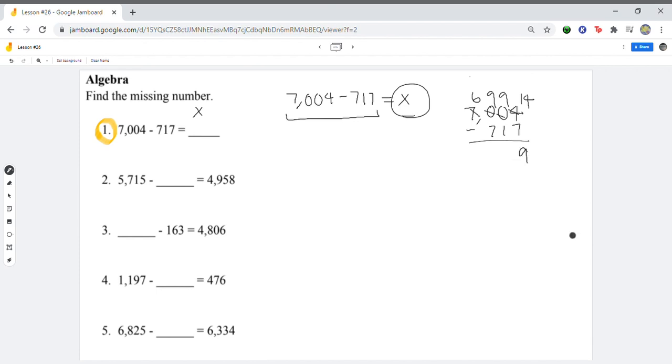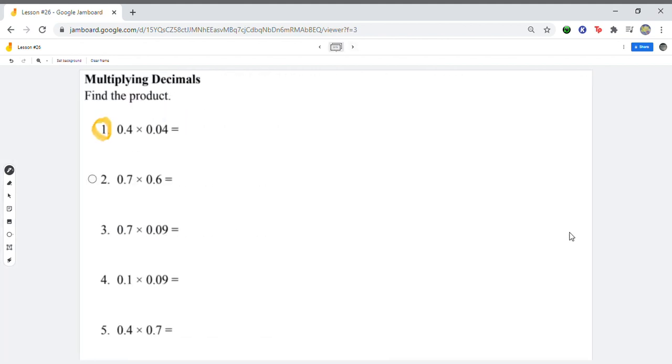Oh wait, just kidding. We will end up with 7 over here. And 9 minus 1 equals 8 over here. I don't know what I was thinking. Now minus 7 will end up with 2 and 6 over here. So your final answer for number 1 should be 6,287. For your other questions, you could also represent the missing numbers as x as I did for number 1. So for the third section we're going to go over is multiplying decimals.